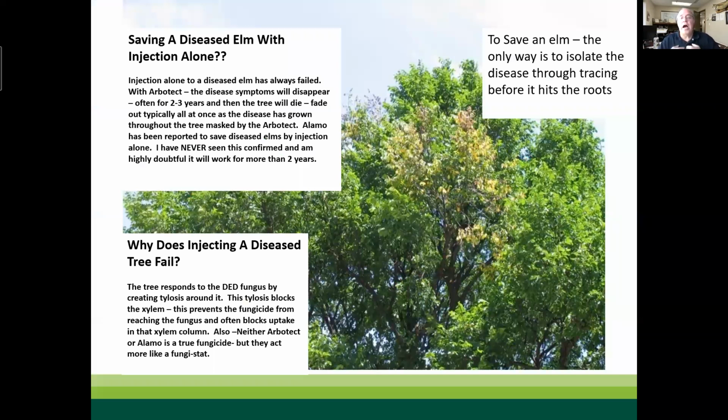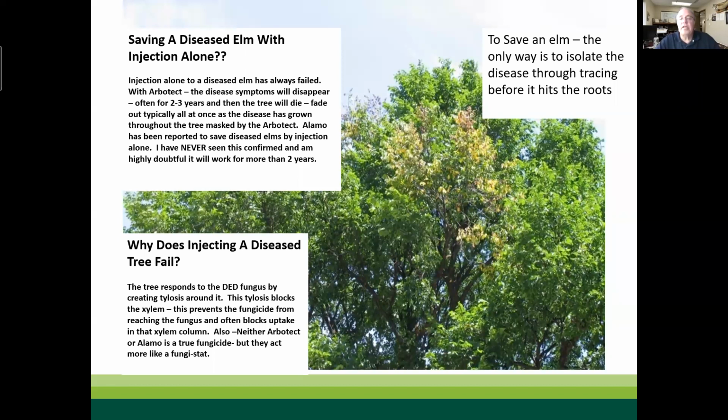Anyways, I just want you to know that I have tried every combination of injections many times, trying all different things, injecting every year, injecting multiple chemicals, etc. And it doesn't work. And there's a reason it doesn't work. As you saw, that column of disease coming down the tree, that xylem is blocked. And so you're not going to be able to get fungicide to the fungus. So it literally will grow down into the roots.